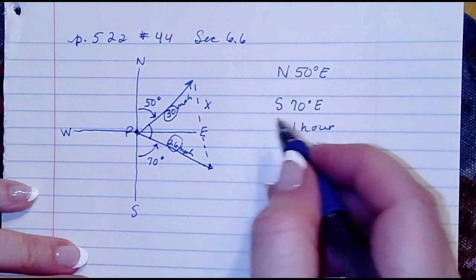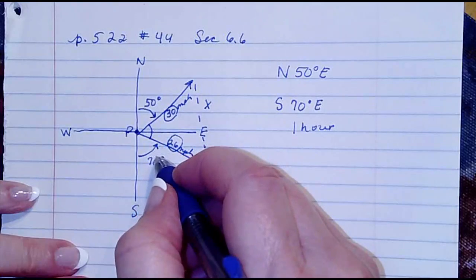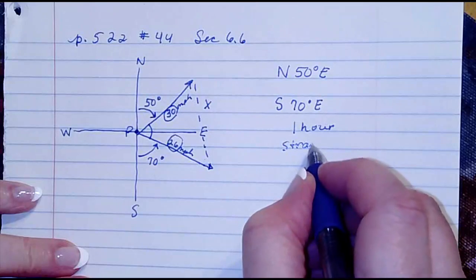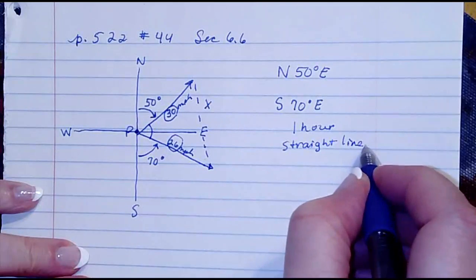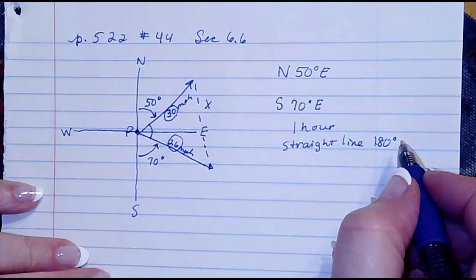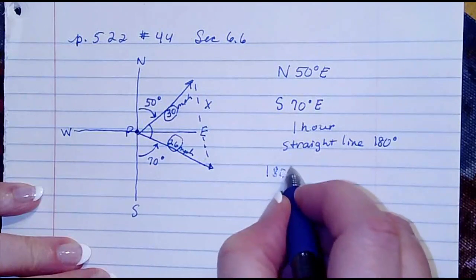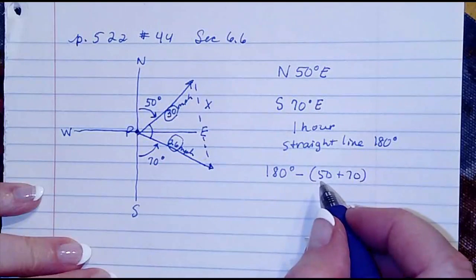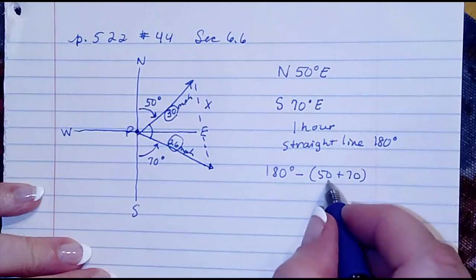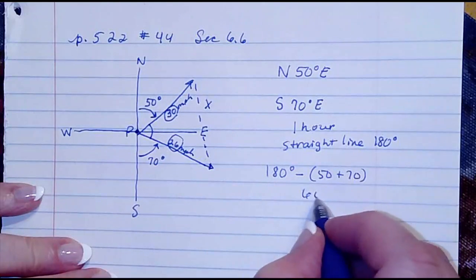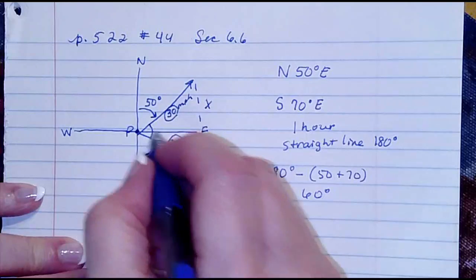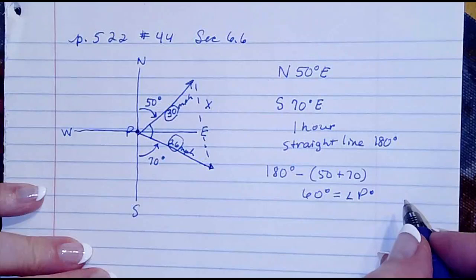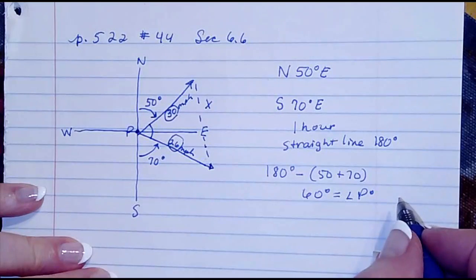cosines. So if this is 50 degrees, and this is 70 degrees, and this is a straight line, well, we know a straight line is how many degrees? 180 degrees, right? So we're going to take the 180 degrees and subtract the 50 plus the 70. That puts our angle to be what? 120 from 180 would give us 60 degrees. So we're going to call that angle P. Okay? So this is going to be 60.